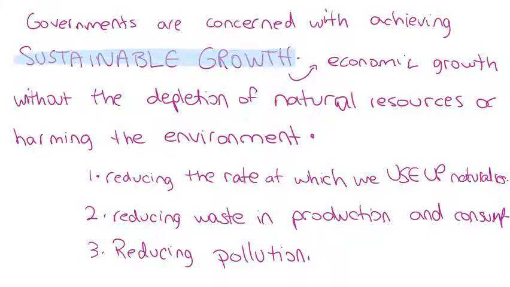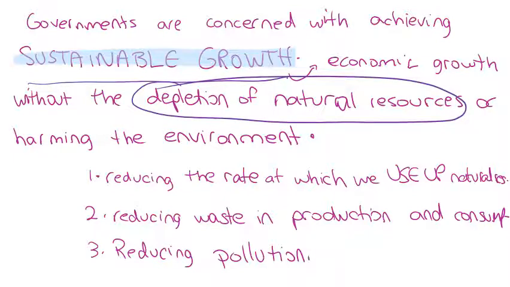Governments are concerned with achieving sustainable growth. Now, what is sustainable growth? Sustainable growth involves reducing the rate at which we use up the natural resources. Okay, so it is economic growth without the depletion of the natural resources or without harming the environment. How can that happen? By reducing the rate at which we use up our natural resources. So try to use fewer resources, try to conserve them a bit more, reducing waste in production and consumption.